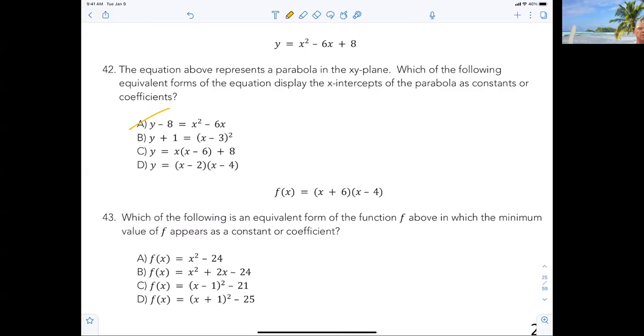C is what? I never heard of something written like that. Believe it or not, B is also vertex form, but it just depends on what Algebra 2 teacher, pre-calculus teacher you have. That's a form. But D is clearly the what? Intercepts, x-intercepts. Now, does everybody understand what I'm saying? Look how simple that is. Very simple.